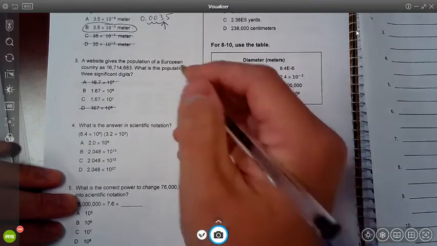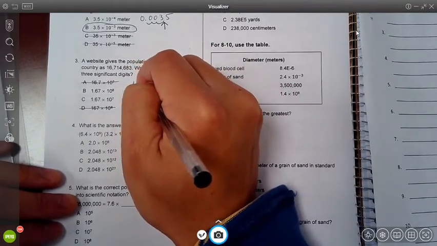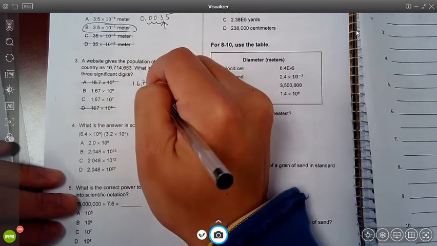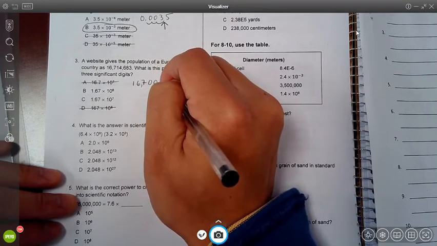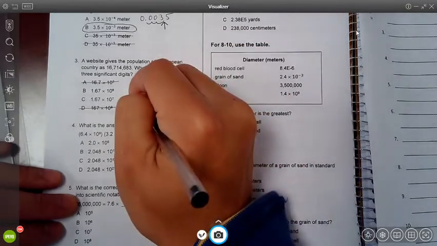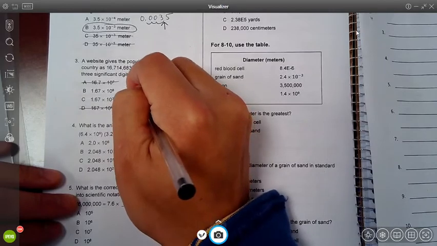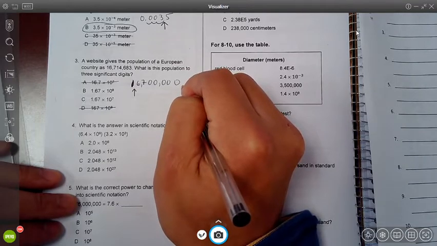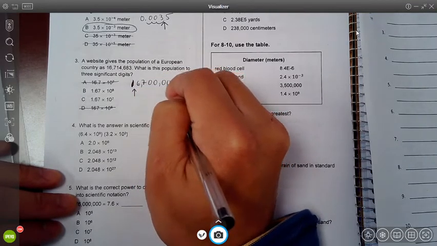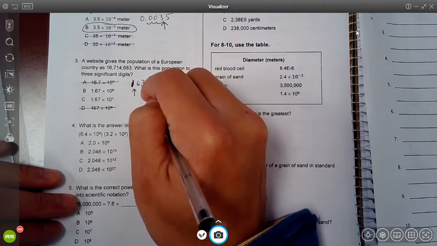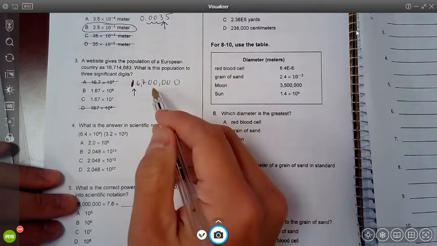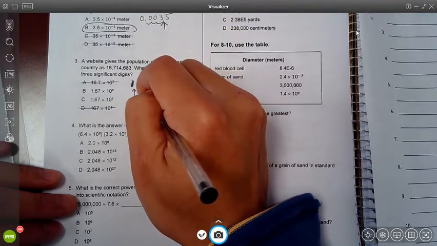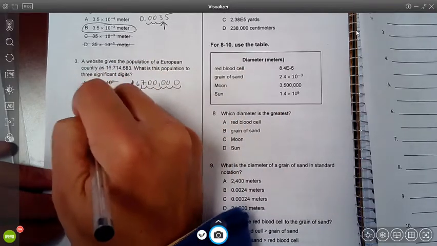Okay, so I'm going to go ahead and write 167, and the 4, 6, 8, and 3 I'm going to replace with zeros because I only need 3 significant figures. If I move the decimal between the 1 and the 6, and the decimal is here at the beginning, it looks like I move it past these 3 zeros, these 3 numbers, and then a 6. So 3 plus 3 plus 1, that's 7. Let's count 1, 2, 3, 4, 5, 6, 7 places. So this is option C.